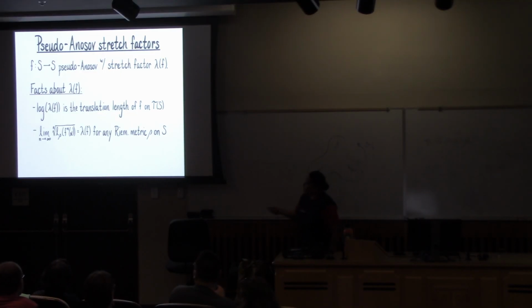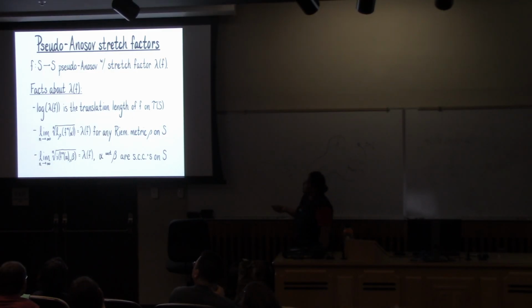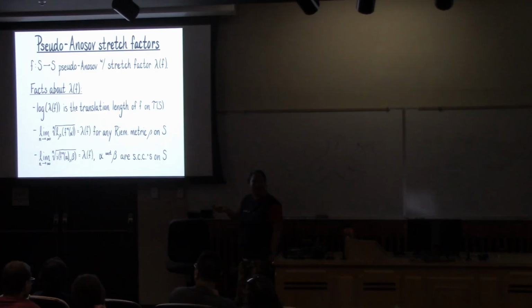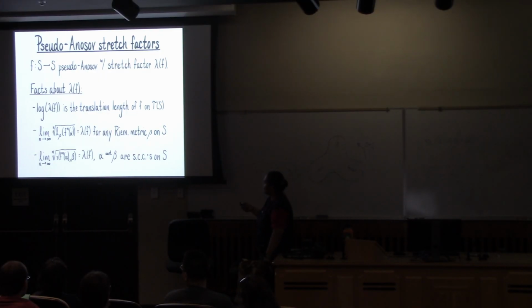And also, the stretch factor describes, so this maybe is reminiscent of the talk yesterday for those of you who were there, the growth of lengths of curves under iteration. So the stretch factor is capturing this growth rate for any Riemannian metric on your surface. It also captures information about the growth rate of intersections of curves under iteration. If we have any two simple closed curves and we iterate f on one of them, the growth rate of the intersection with the curve we fix, beta, is also captured in the stretch factor. There are lots more things that the stretch factor captures, but I just wanted to mention these.